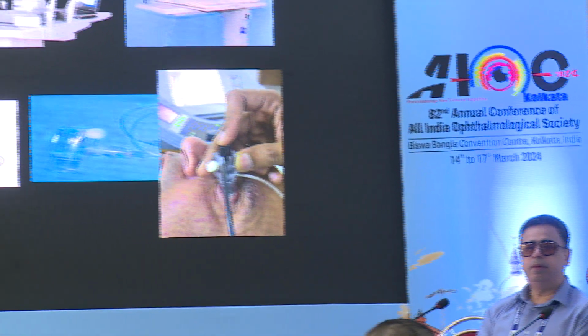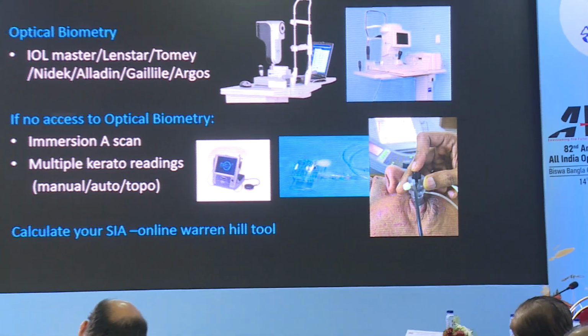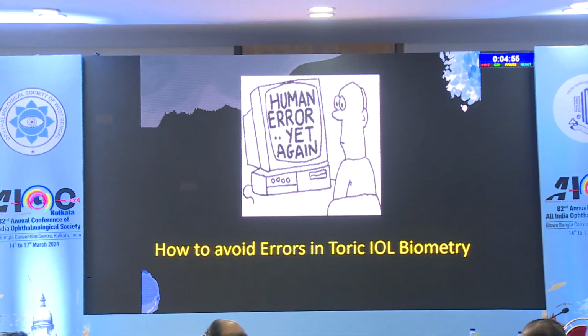Don't rely on just one keratometer. I'm sure all of us have auto K in our auto ref. You have your manual kerato, even a basic topo readings. So these three readings, I would say, would help you in assimilating things. SIA, I'm going to talk about when we talk about the formulas.